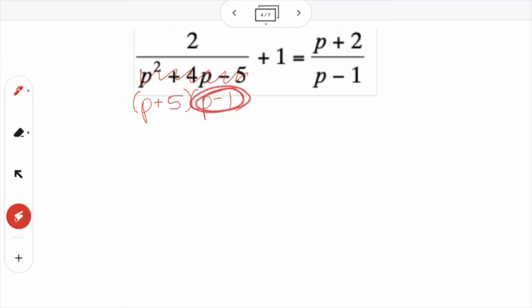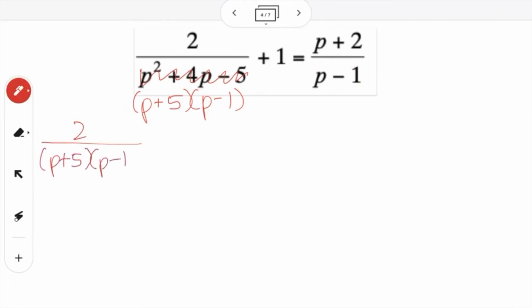My LCD then is really just going to be this, because they have this common factor of p minus 1. So I need to make all the fractions have that in the denominator. Well, this first one already does. This second one, I need to multiply by p plus 5, p minus 1 on top and bottom.